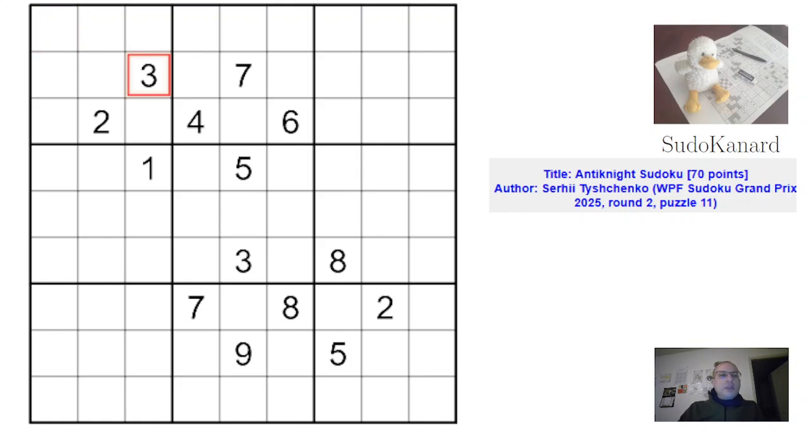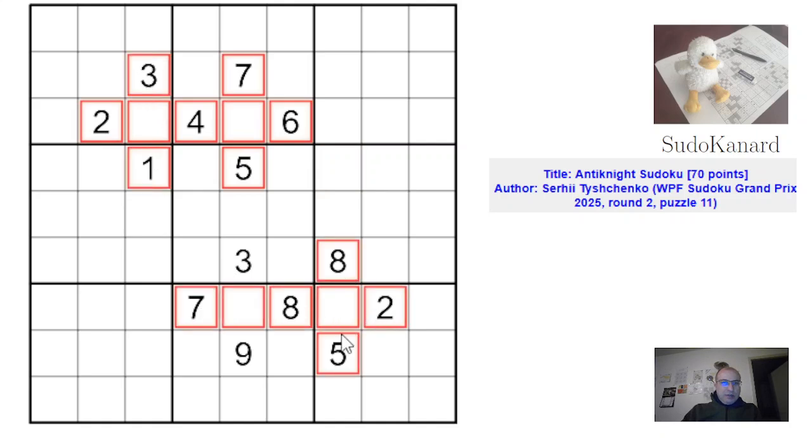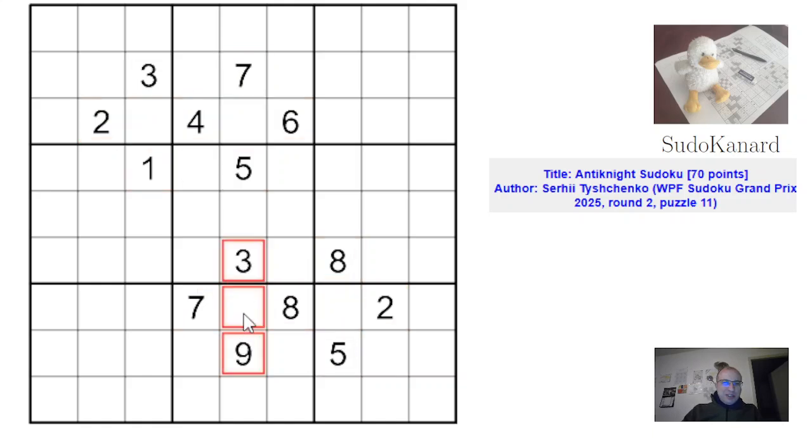So Antiknight Sudoku is this variant where two cells separated by a chess knight's move, like this, cannot contain the same digit. And it allows for puzzles where very few givens are in the grid at the start, and consistent with the overall theme of this round, Serhii has put this pattern of clues.